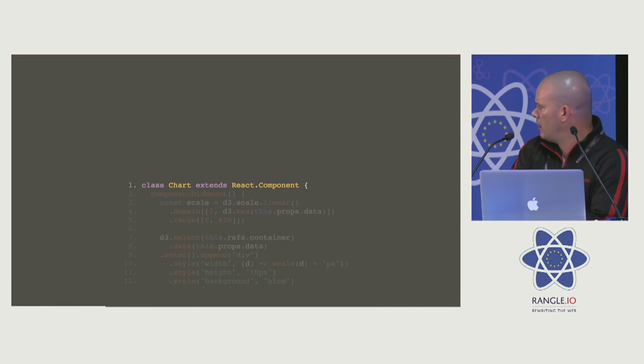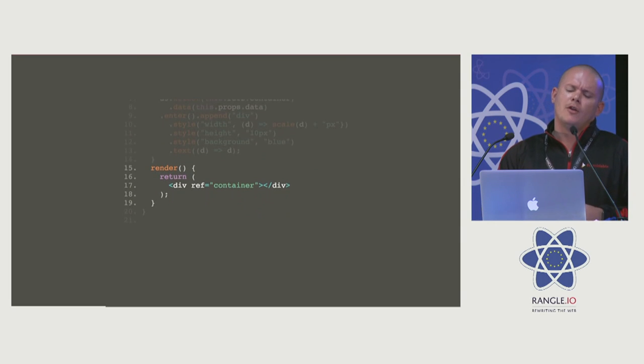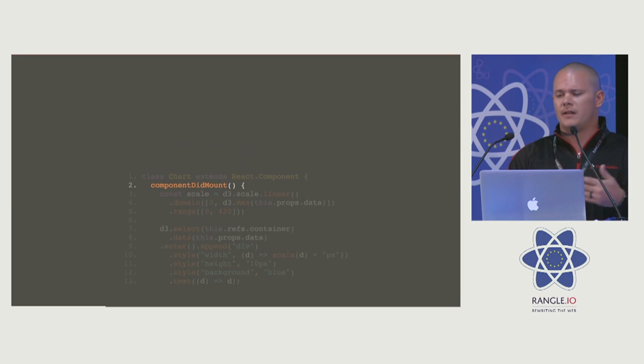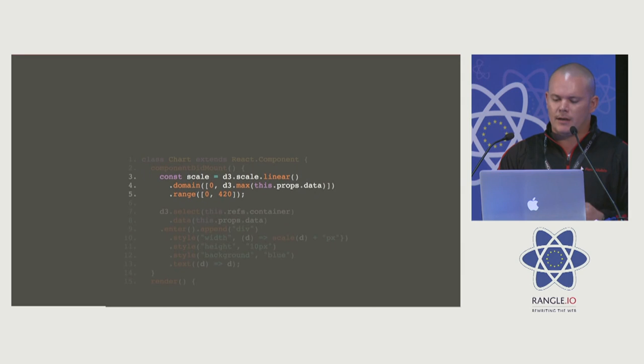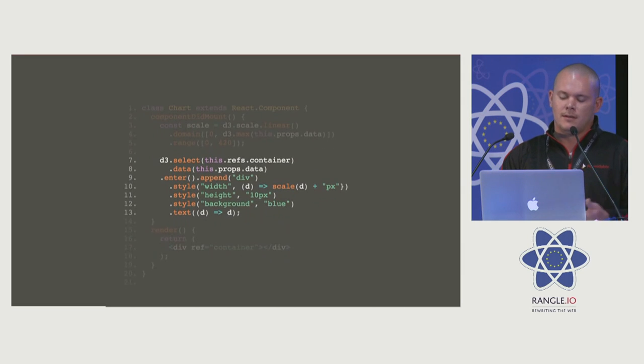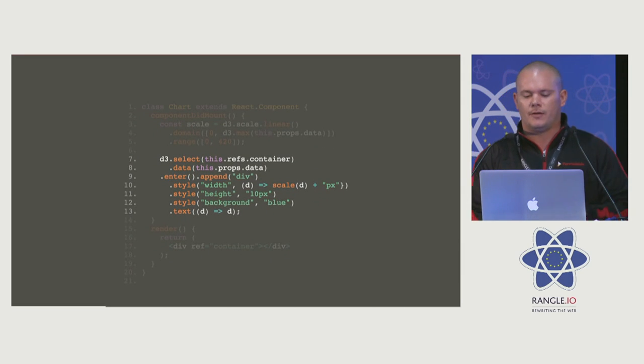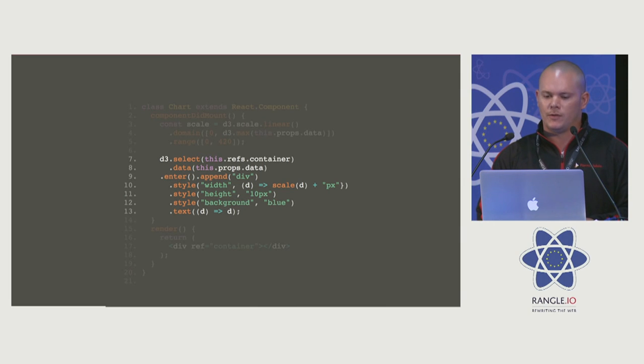So you'd have your chart component here. You'd render a container for D3 to render your chart into. Then in something like componentDidMount or componentWillReceiveProps, you're going to calculate your scale, select your container, enter it, and render out your renderables.